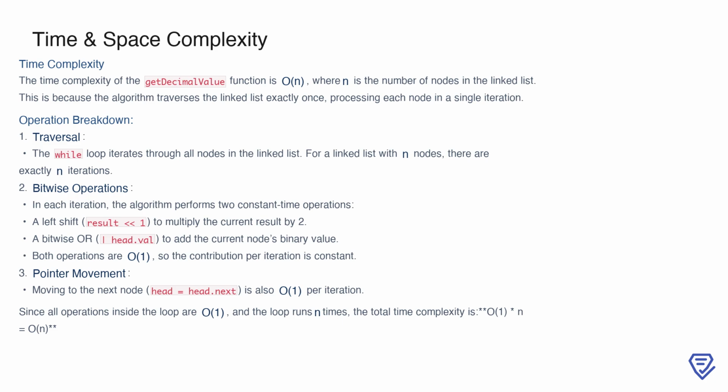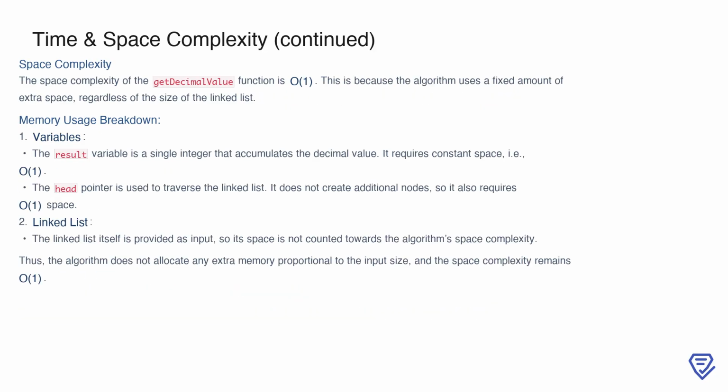Additionally, the pointer movement, where the algorithm advances to the next node in the list, is also O(1) per iteration. Since all these operations are O(1) and they occur n times, the total time complexity is O(1) multiplied by n, resulting in O(n). The space complexity of the getDecimalValue function is O(1), which means it uses a fixed amount of extra space regardless of the size of the linked list.